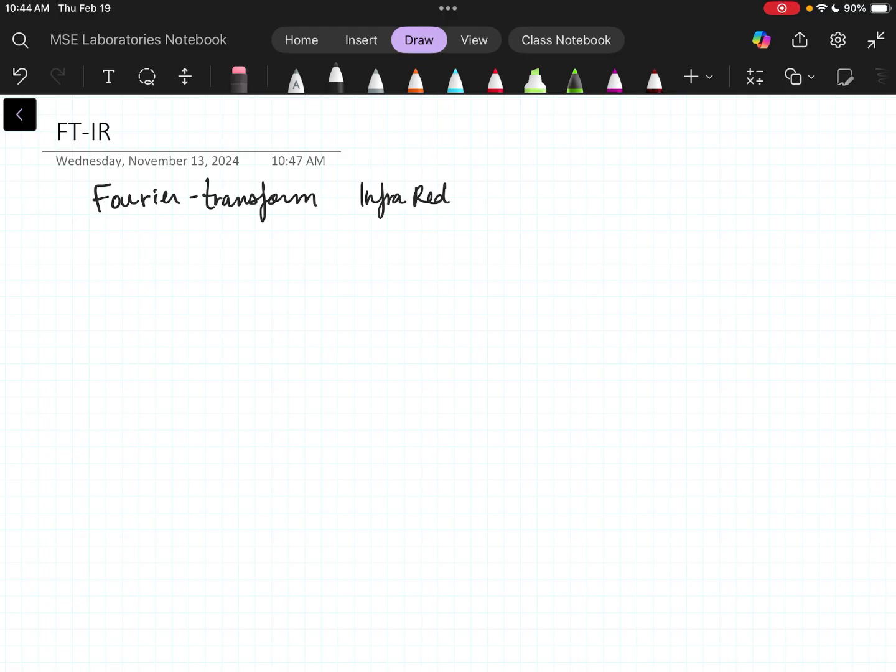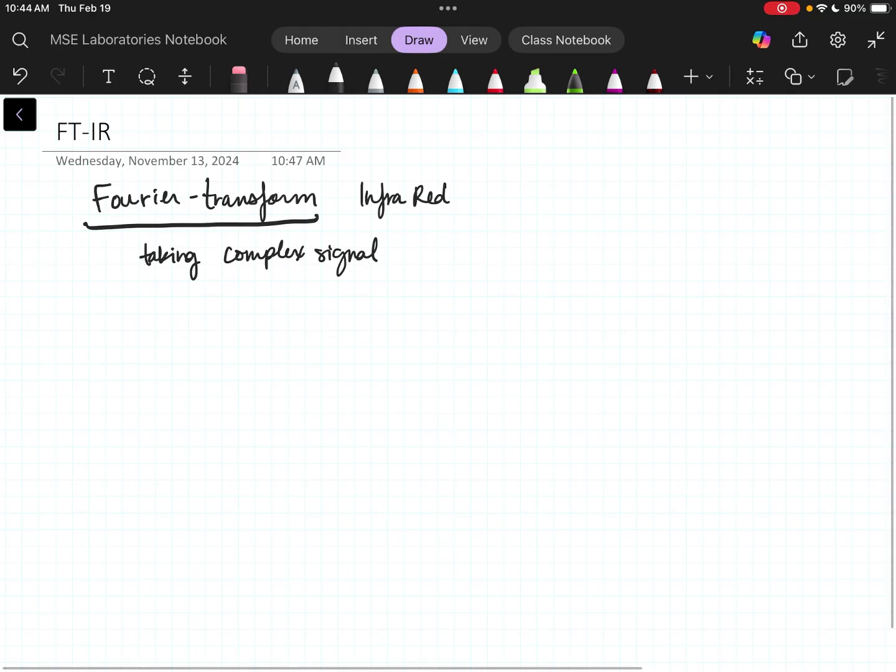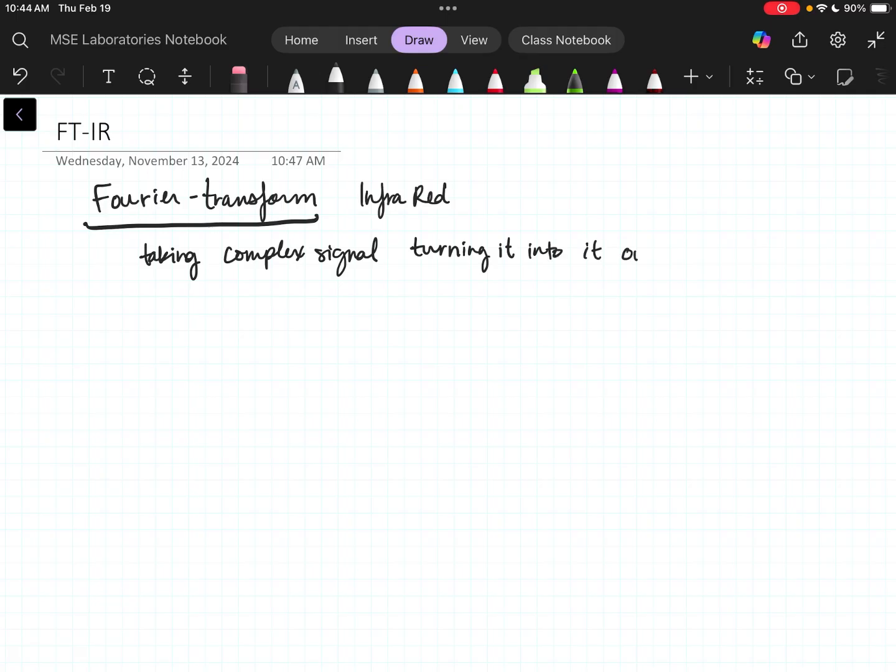Okay. They're like our favorite complicated math situation. When you get into the math, yes, they are complicated and very useful, but also they take quite a bit of technical knowledge and mathematics. Really, really basically, a Fourier transform is taking a complex signal, so it's just complicated input, and turning it into its components.